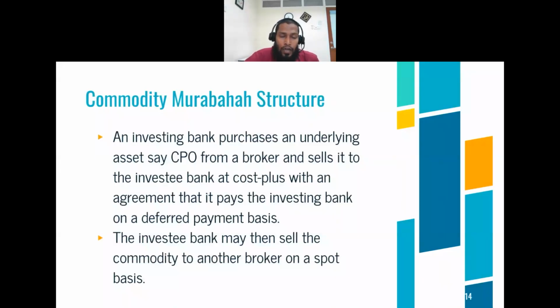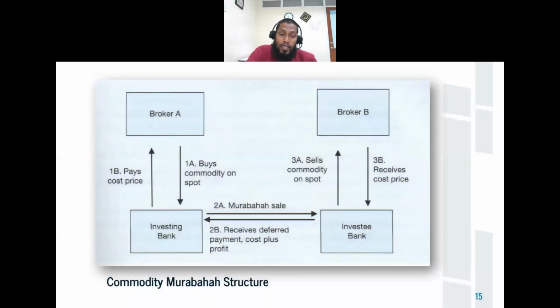So now how does the murabaha work? Okay, so an investing bank purchases an underlying asset, say crude palm oil, from a broker, and sells it to the deficit bank at cost plus, with an agreement that it pays on a deferred payment basis. So it is first buying a commodity on cash from a broker and then selling it at cost plus profit to the deficit bank, and then the payment will be deferred. The deficit bank may then sell the commodity to another broker on a spot basis. After buying the commodity, if it doesn't want to keep the commodity, it can just sell to get the cash. So here is the structure.